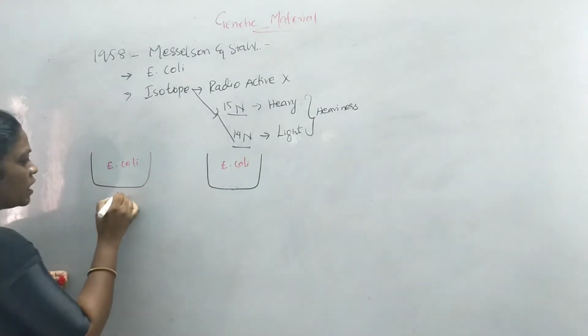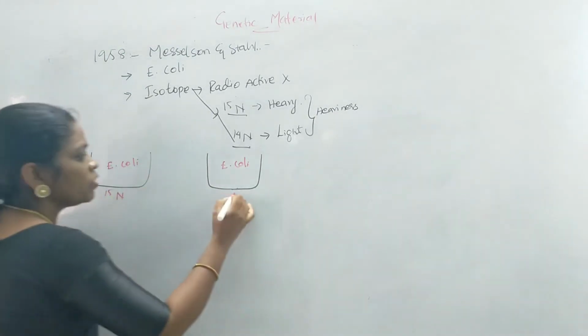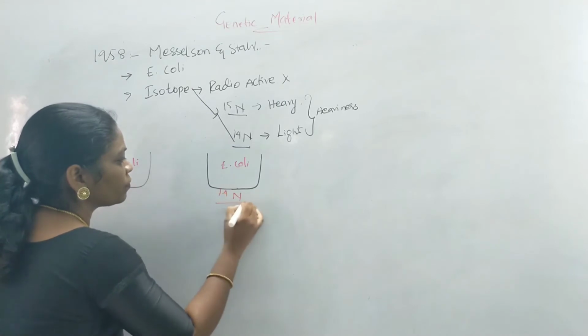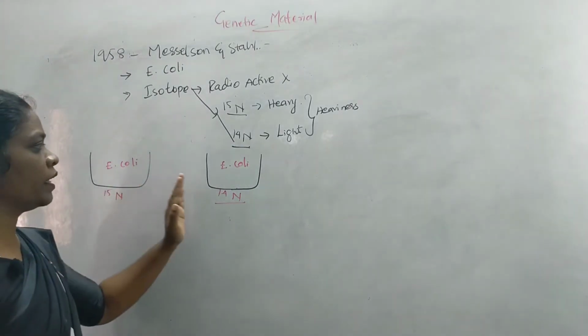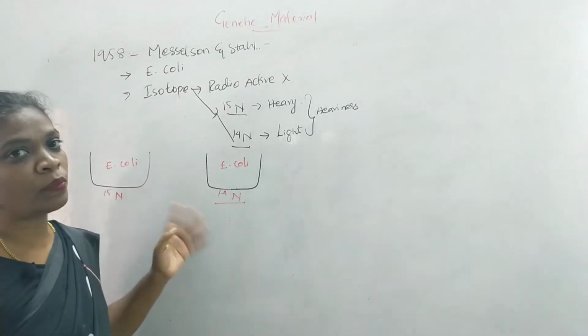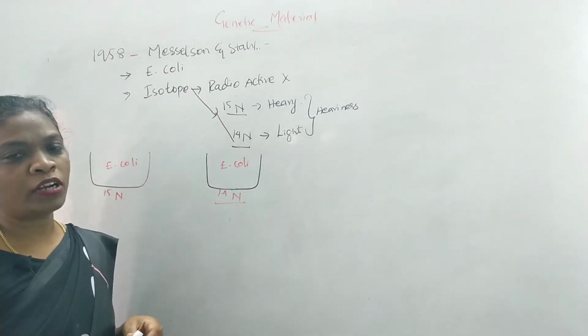And this E. coli was cultured with N15. This E. coli was cultured with N14. Okay. So when E. coli replicates in a laboratory condition within 20 minutes, they form a new daughter DNA strand.